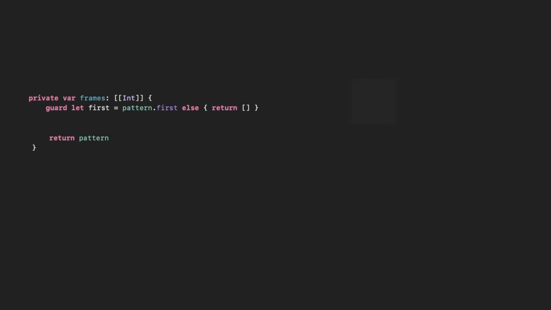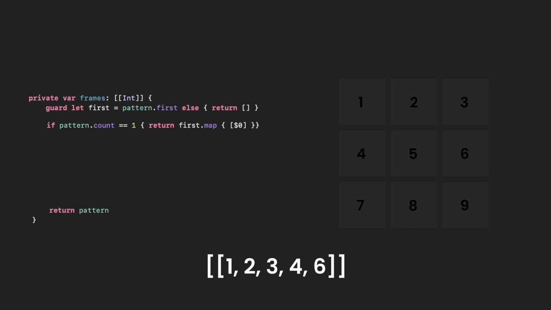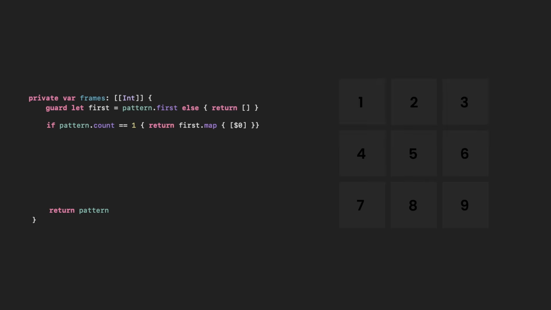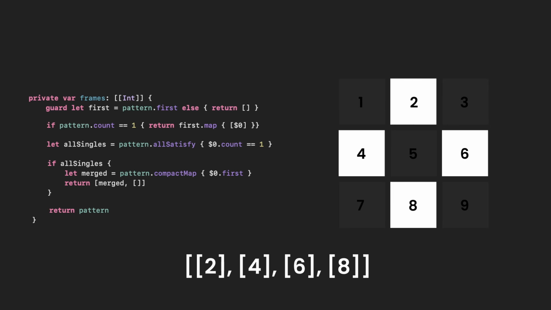Next, we create logic that gives the same pattern different meanings depending on its shape, so the animation always behaves intuitively. If pattern contains one array, we treat it as an order. Each number becomes its own frame, so pixels turn on one by one in sequence. If pattern contains multiple arrays with one value each, we treat them as one group. The values are merged into a single frame, then followed by an empty frame, creating a clean on-off toggle animation.